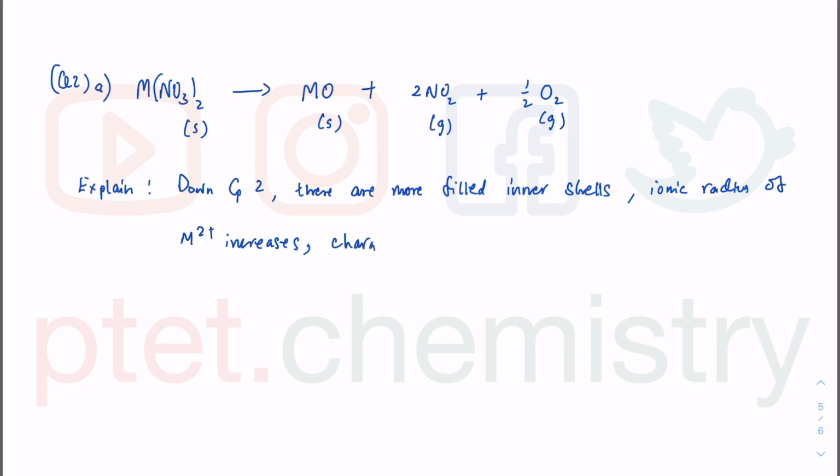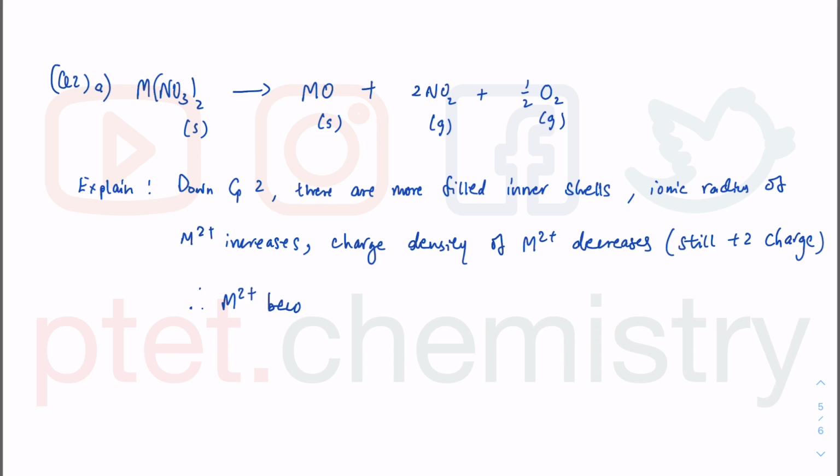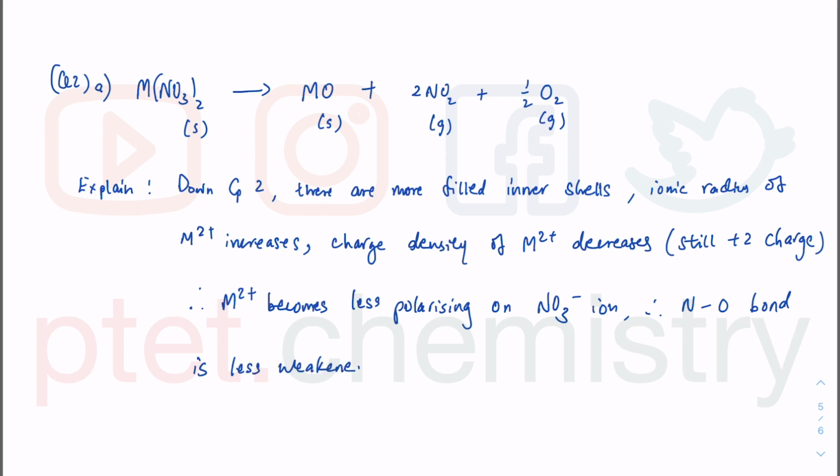Charge density of M2 plus decreases as the ions remain plus 2. Still plus 2 charge. So size has increased, but plus 2 charge is still the same. Therefore, the charge density decreases. M2 plus cations become less polarizing. So the cation is less polarizing on the NO3 minus ions. So therefore, the NO covalent bond is less weakened.